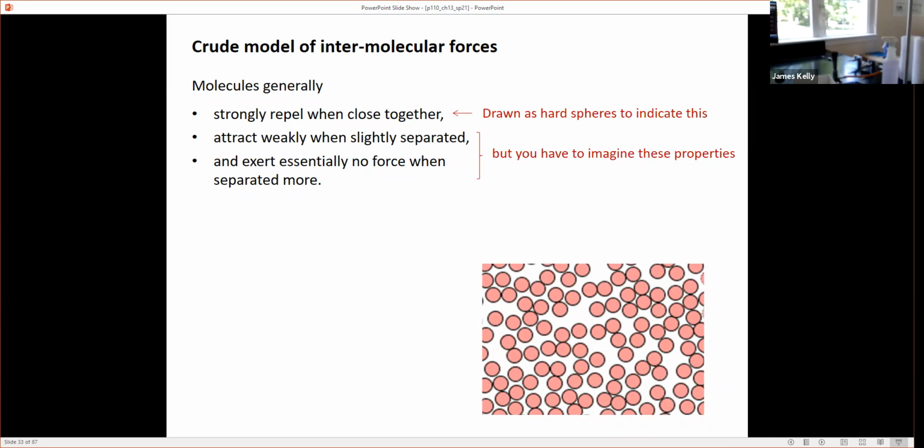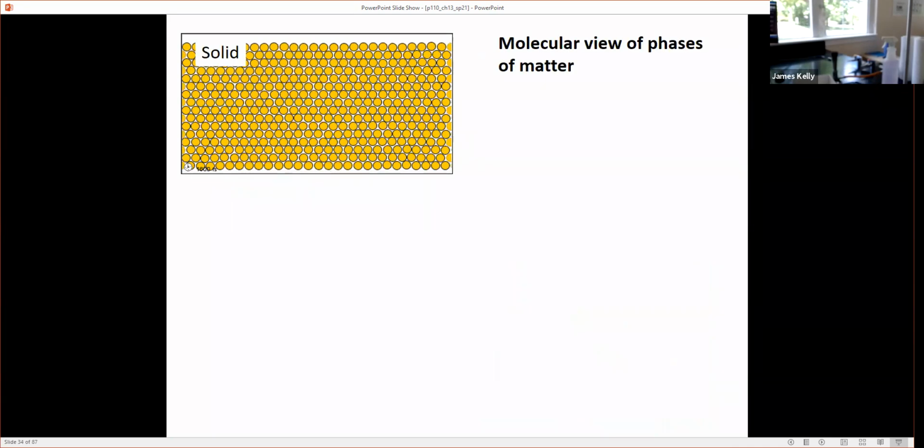So in the hard sphere picture, we can see that they repel, but you kind of have to imagine that there's no force, and that there's a slight attraction when they're just separated a little bit. So they tend to want to clump together as long as they're not moving too fast. Okay, a little bit of junior high school science here.